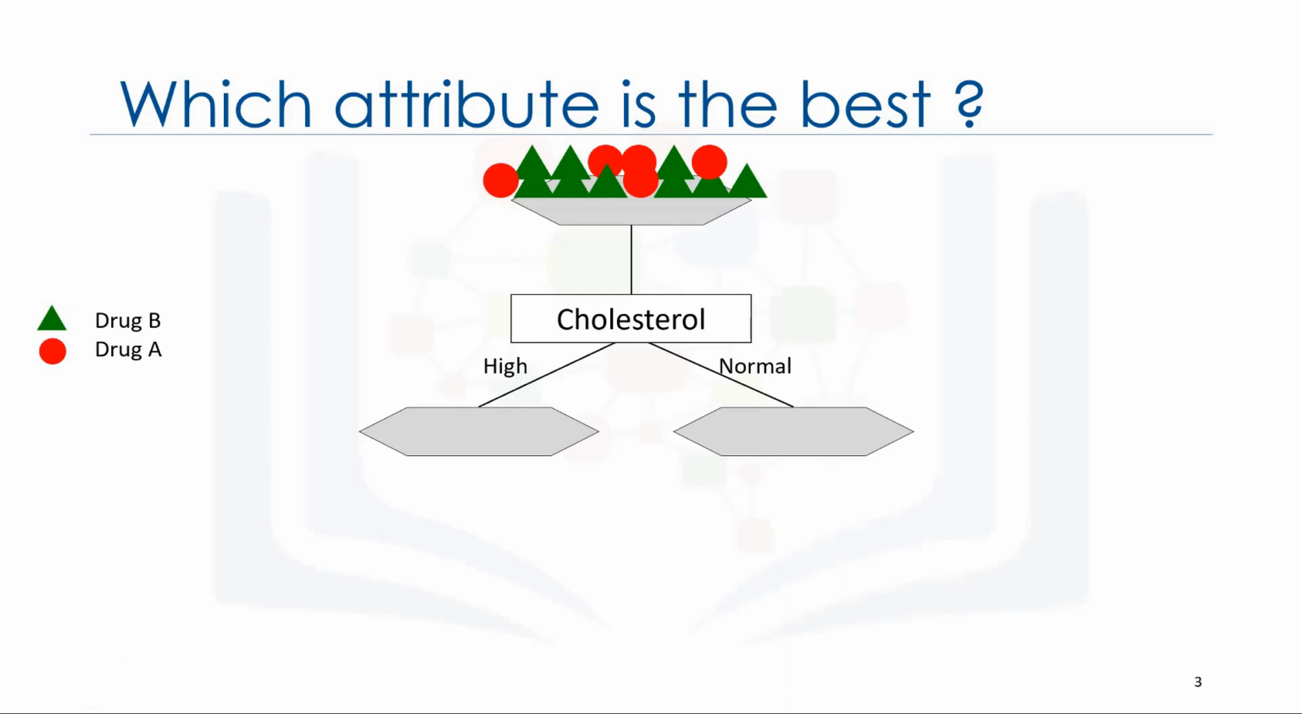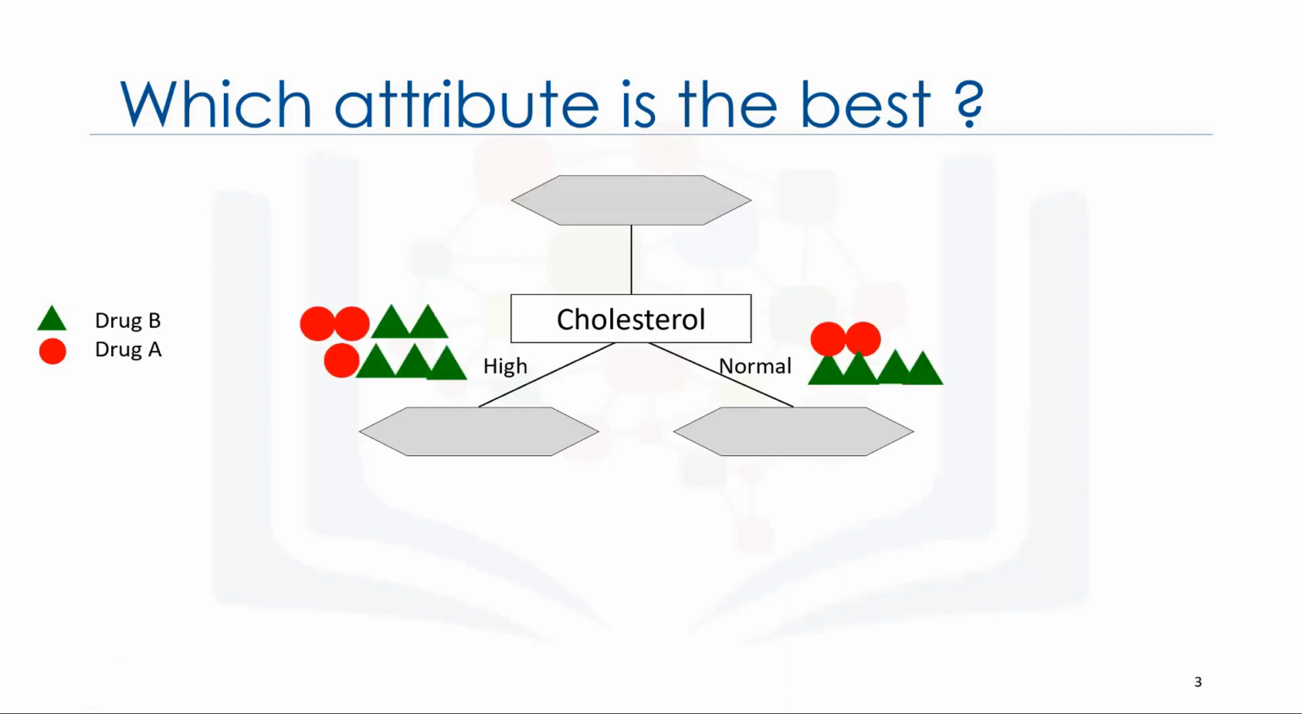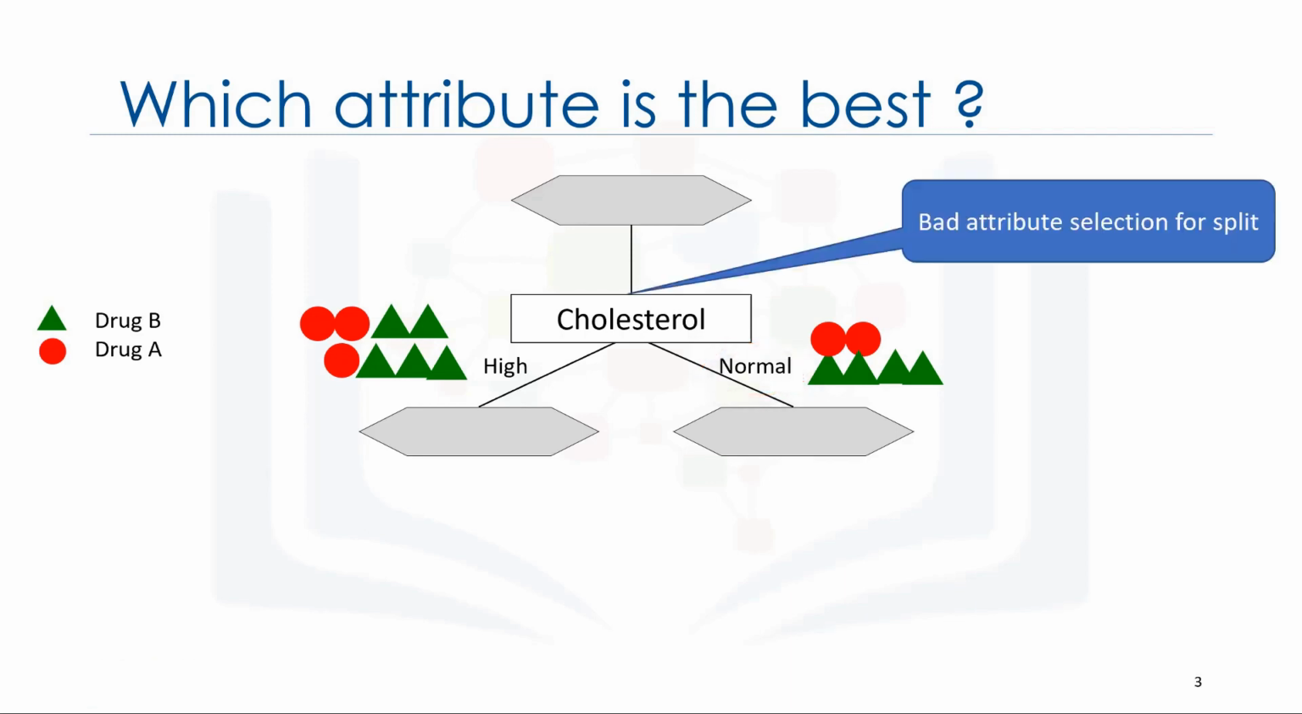Let's say we pick cholesterol as the first attribute to split data. It will split our data into two branches. As you can see, if the patient has high cholesterol, we cannot say with high confidence that drug B might be suitable for him. Also, if the patient's cholesterol is normal, we still don't have sufficient evidence or information to determine if either drug A or drug B is in fact suitable. It is a sample of bad attribute selection for splitting data.